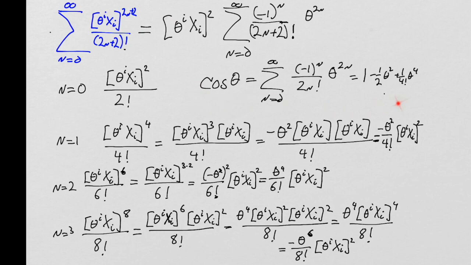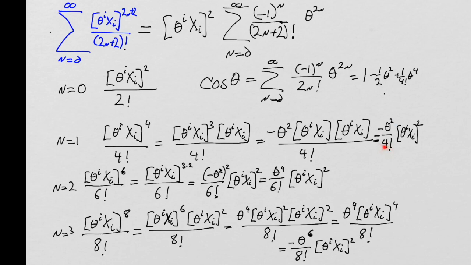So let's remind ourselves that the cosine series is ultimately 1 minus 1/2 theta squared plus 1 over 4 factorial theta to the 4th, etc. So we do have some problems, right? Because our n equals 0 term doesn't give us 1. Our n equals 0 term gives us a positive 1/2 theta squared. So that's one problem with this guy. I'm looking at this guy now. And our n equals 1 term gives us a minus theta squared over 4 factorial.